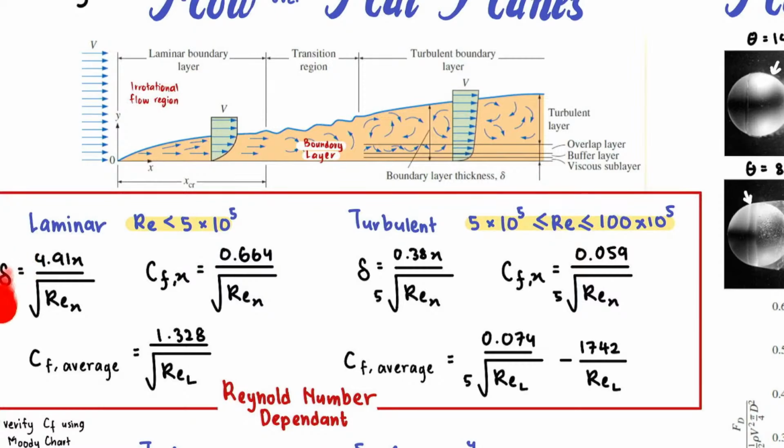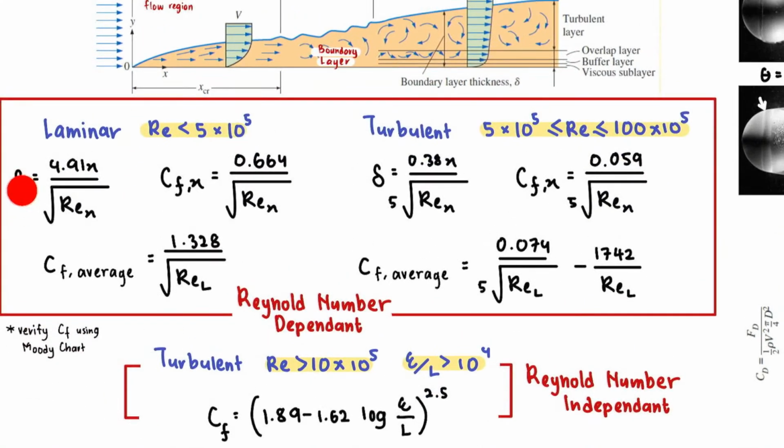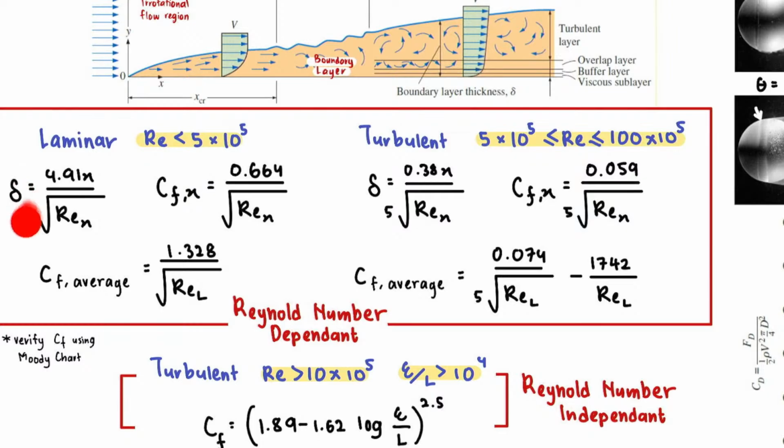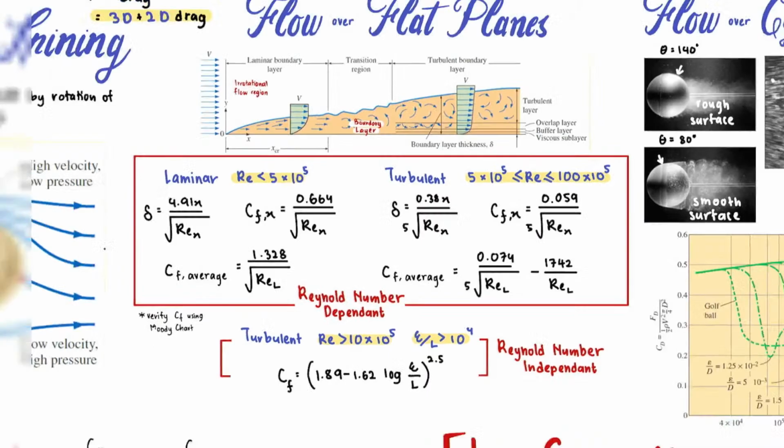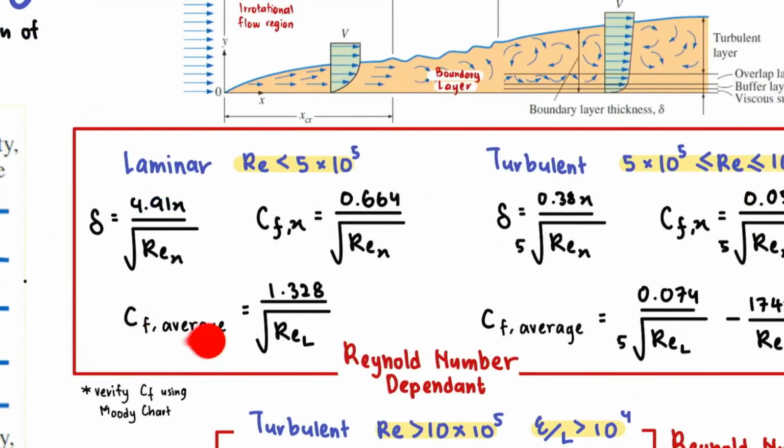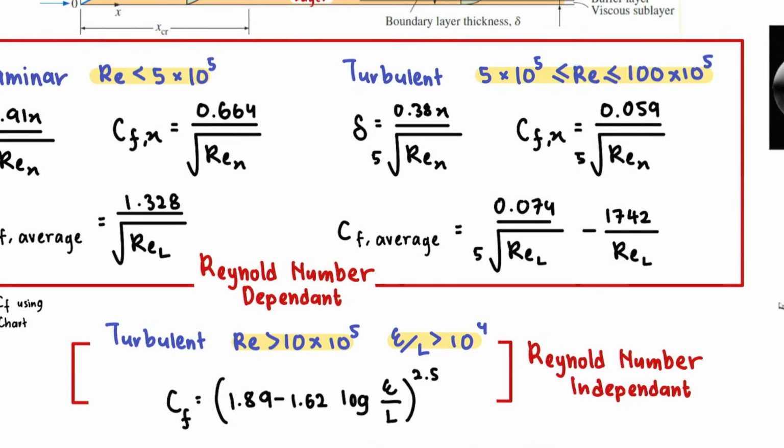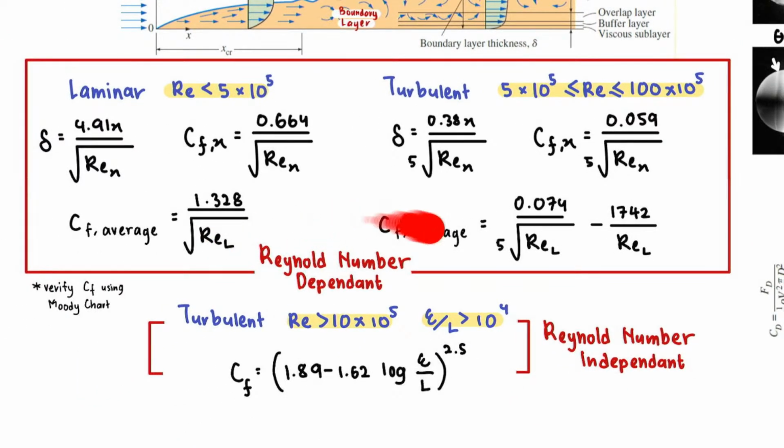If they ask you for the thickness of the layer, you use this. This is the X. Just take note of these two, 1, 2, 3 and 4. So CF is the coefficient of friction, the average coefficient of drag friction. As you can see here, it is Reynolds number dependent.